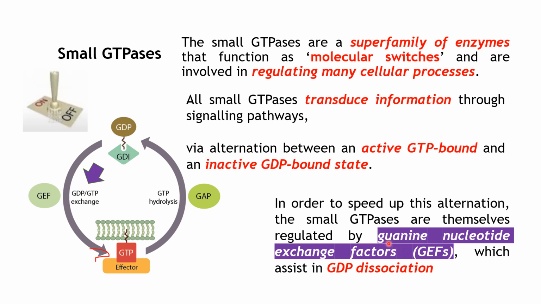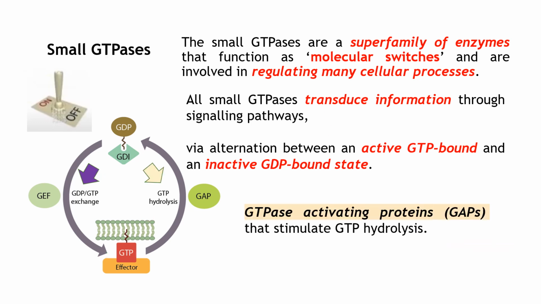And this GEF, this guanine nucleotide exchange factor, is involved in the GDP dissociation, as you can see here, while the GTPase activating proteins are in charge of stimulating GTP hydrolysis. Okay, so remember you have two proteins that help the GTPase go from activated to inactivated stages.